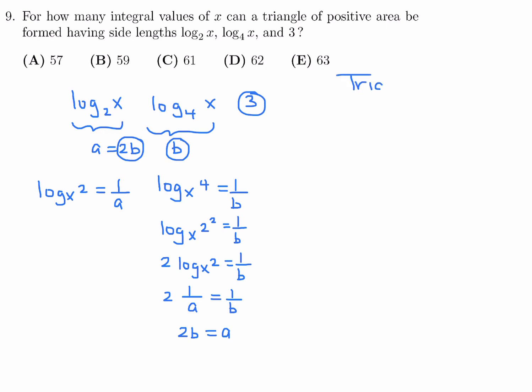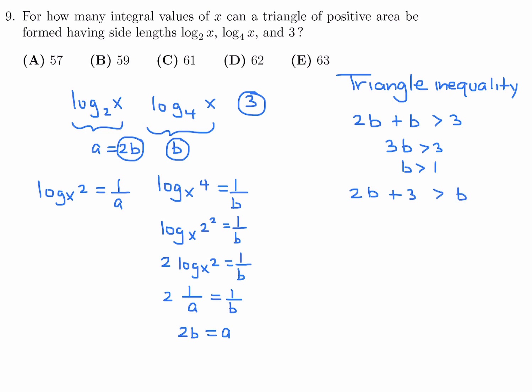So let's use the famous triangle inequality. And that states, of course, that any two sides have to be greater than the third side. So if our three sides are 2b, b, and 3, 2b plus b has to be greater than 3. So that means 3b is greater than 3, b is greater than 1. Another way of looking at the triangle inequality is adding 2b plus 3 and saying that's got to be greater than b. If that is the case, that means b is greater than -3.